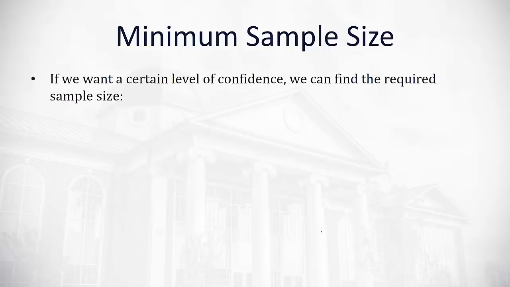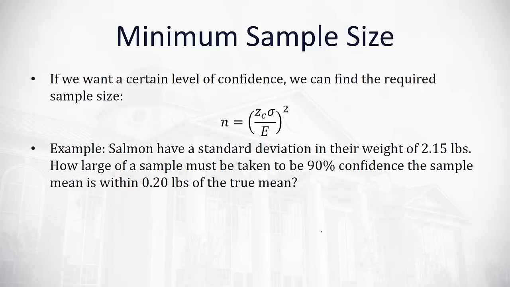Often we're interested in accomplishing a specific error. We want to be within maybe 1 unit or maybe half a unit. If we want to get a specific error, the way we can address that is we find what the minimum sample size is, because the larger the sample size, the smaller our error is going to be. The formula to calculate the minimum sample size to get the confidence level we want is z sub c times sigma divided by the error, squared. Here's how that works in an example.